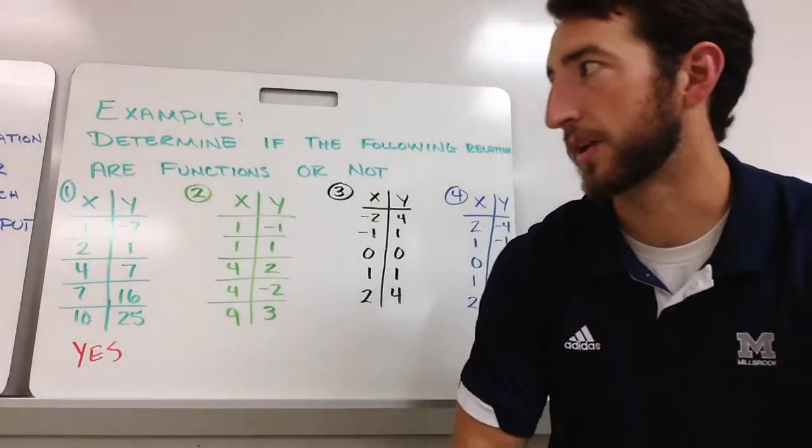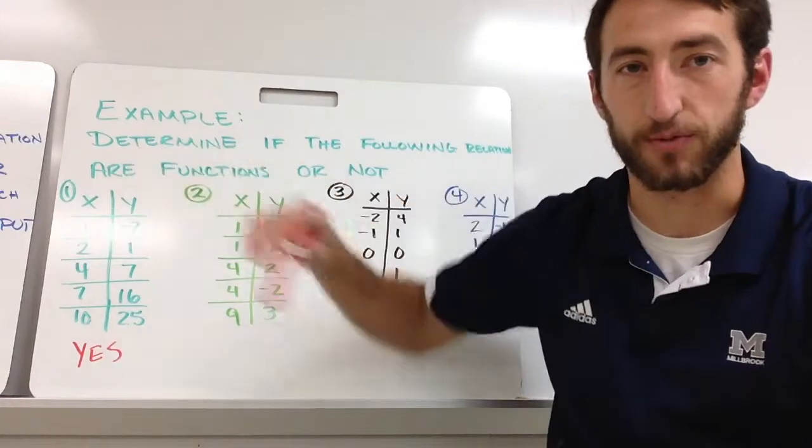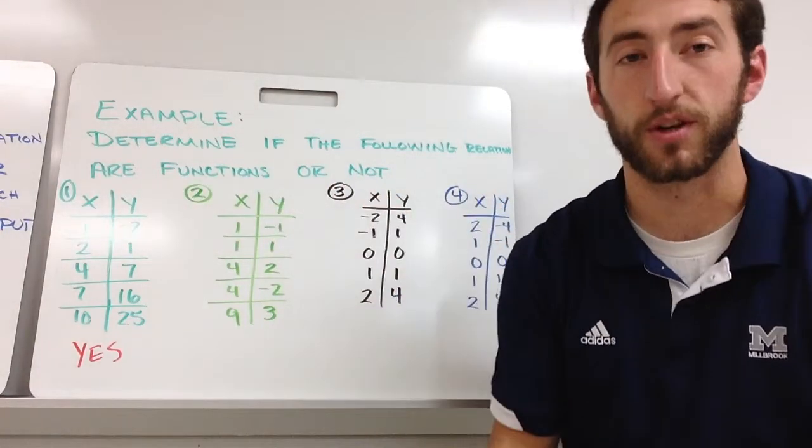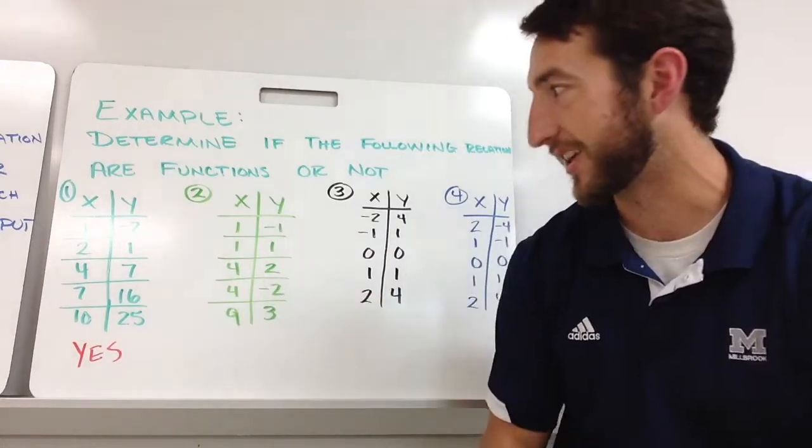That one is a function because each input goes to exactly one output, and that's what you'd have to write if it asks why. A lot of these questions will ask why. So each input goes to exactly one output, and you will just restate the definition.